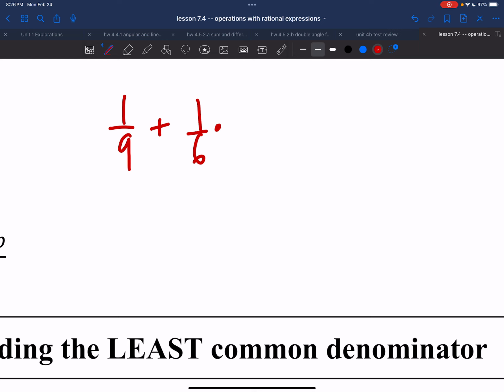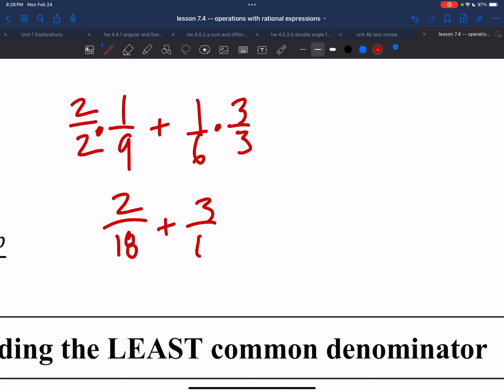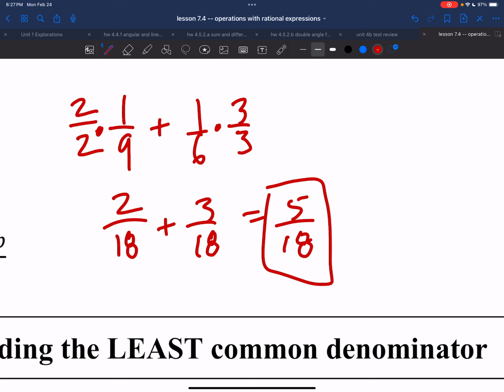Because if you took 6 and multiplied it by 3 over 3, and you took 9 and multiplied by 2 over 2, then you get 2 over 18 plus 3 over 18 is 5 over 18. And when we do it this way, we don't even have to simplify the end fraction. We just already have it. And there's no more work to do. But then the question is, how'd you know to do 18? How'd you know why that?